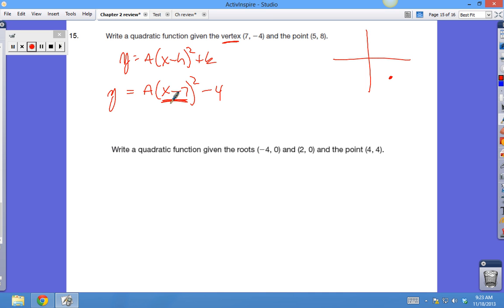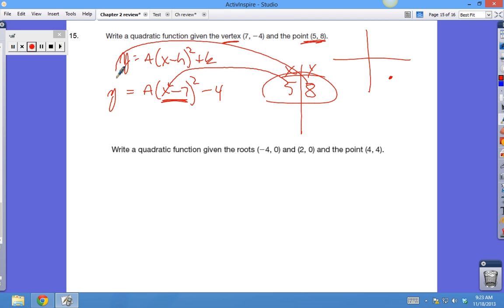The trick is right here, your horizontal shift. Because I shifted it right 7, I know it should be a minus 7. Okay, now, this point right here is a point over 5 up 8. What do you do with the point? Your common theme throughout this whole chapter, plug it in, plug it in, plug it in. Take this 5, plug it in for x. Take this 8, plug it in for y. 8 equals a times 5 minus 7 squared minus 4. Do the math. That's a minus 2.